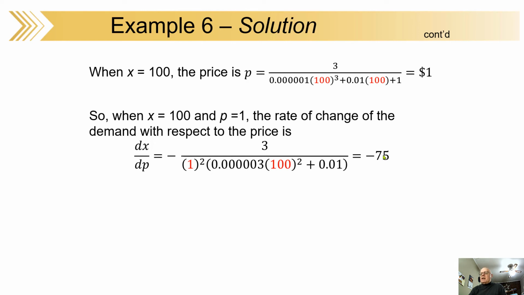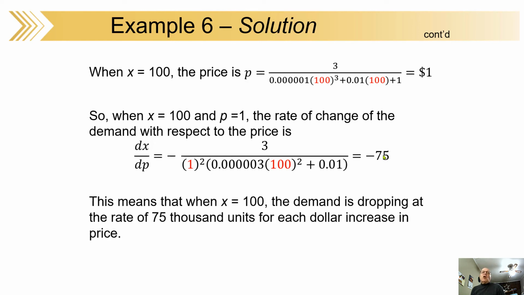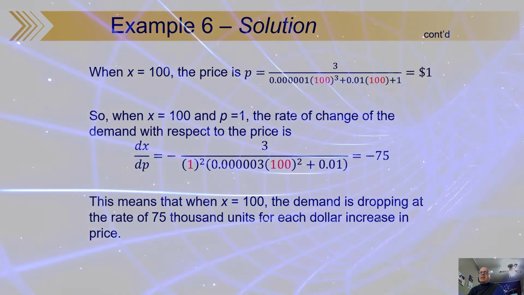So what does that mean? That means when we're able to sell 100 of those needle nose pliers, the demand is dropping because that's negative. It's dropping at the rate of 75,000 units for every dollar increase in price. So increasing the price by $1 means you're going to sell 75,000 fewer of those needle nose pliers. Quite a bit.